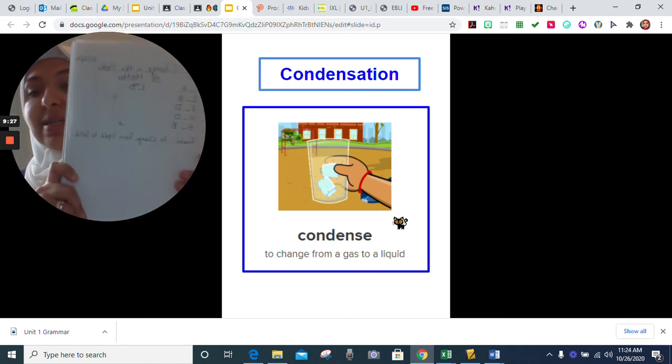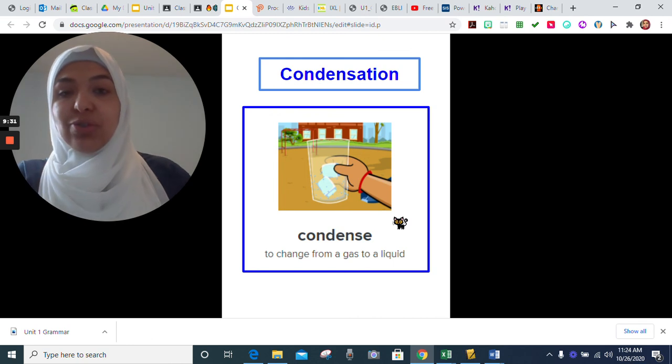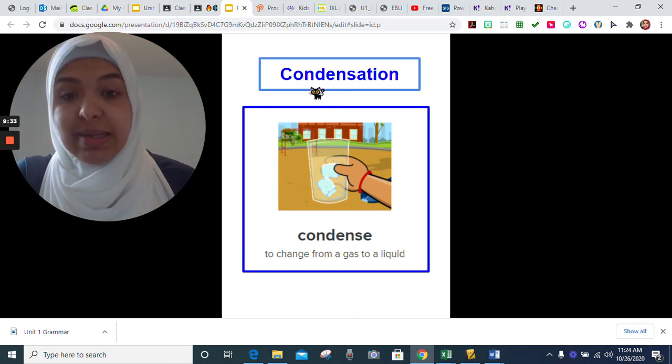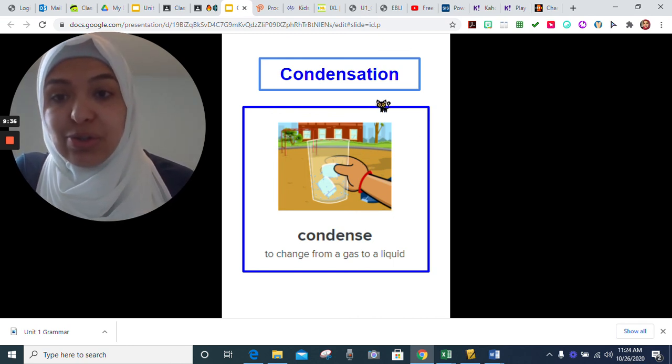Once you are done, take a picture of your science notebook. You can attach it to this assignment over here. Send it on Class Dojo or show it to me during the live session.